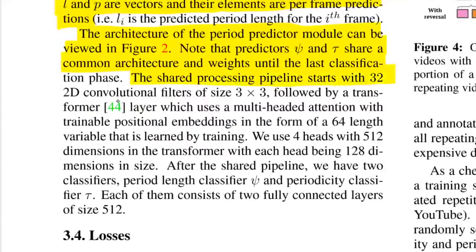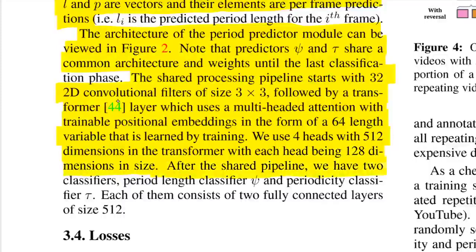The shared processing pipeline starts with 32 2D convolutional filters of size 3 by 3, followed by a transformer layer, which uses a multi-headed attention with trainable positional embeddings in the form of a 64 length variable that is learned by training. Okay, I guess the transformer is learned by training, and the positional embeddings are also learned by training. That's fairly common. We use 4 heads with 512 dimension in the transformer. By the way, if you don't know what a transformer is, watch the video on attention is all you need. I made one, it's very popular. Yeah. So with each head being 128 dimensions in size.